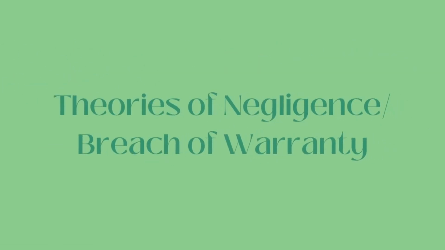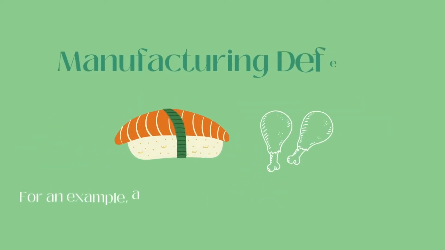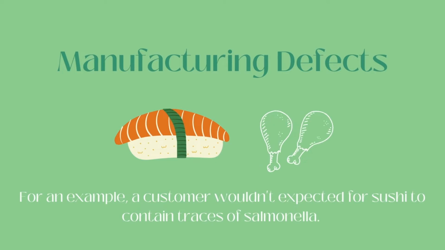In general, there are 3 theories of negligence that are expressed in the food service industry. Manufacturing defects consist of food products that contain a harmful substance that the consumer would not expect to be in the food. For an example, a consumer wouldn't expect sushi to contain traces of salmonella.